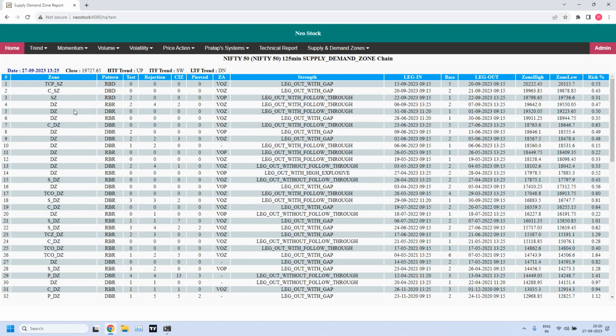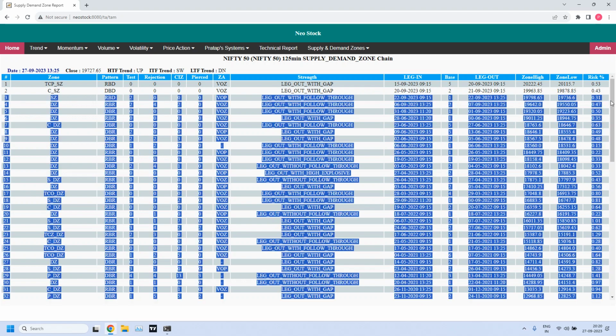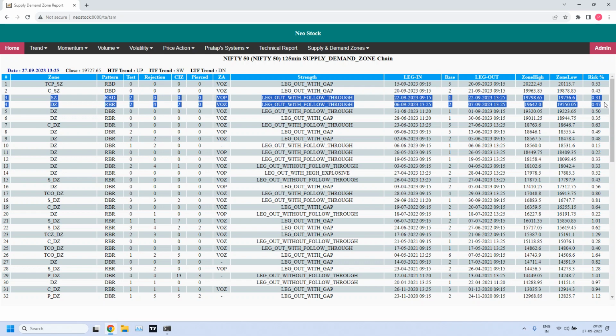And see the demand and supply zones here. What is the immediate supply zone? This is the one. What is the immediate demand zone? The third one is the immediate supply zone, and the fourth one is the immediate demand zone. So we have three supply zones.